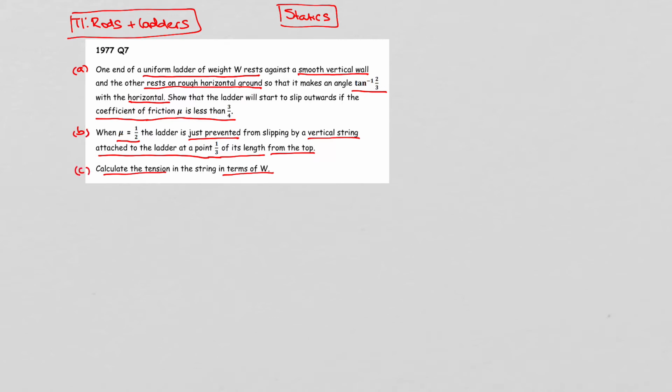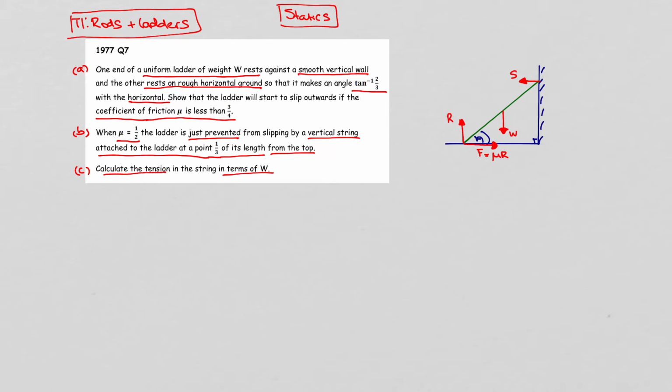So we're going to start by drawing our diagram and marking in our forces. We have our contact force with the wall, which we'll call S. We'll have our normal reaction, or our contact force with the ground, which I'll call R. We have friction on the point of slipping, so our limiting friction is called into play. That'll be mu R.